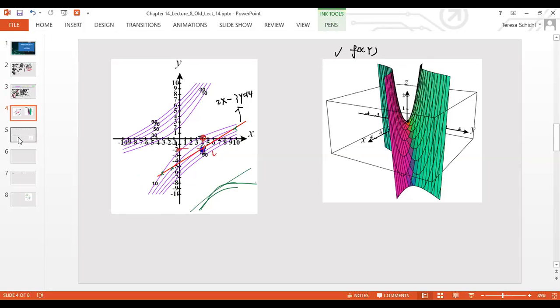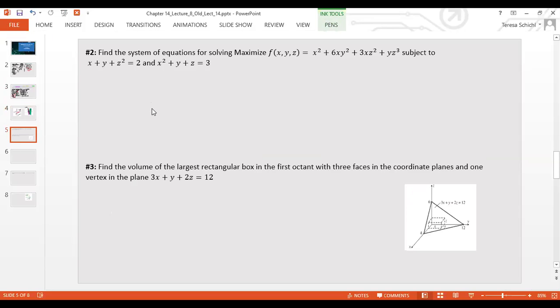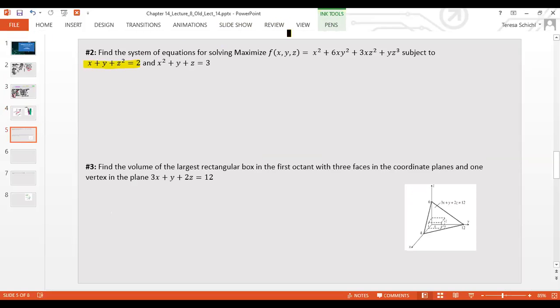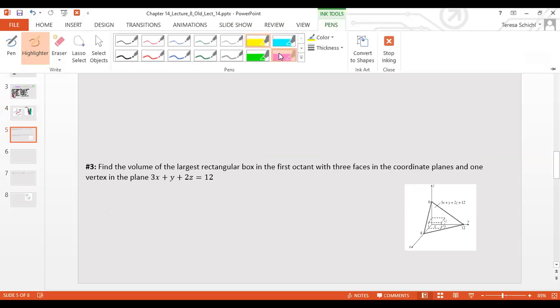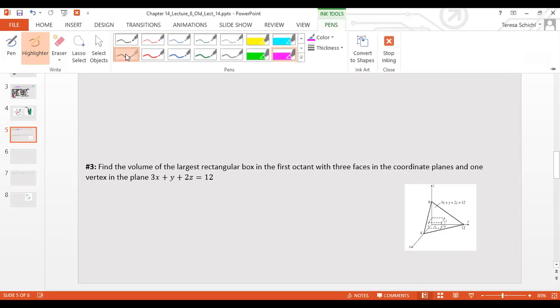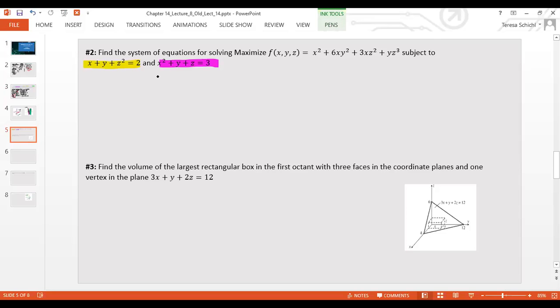Okay, now let's take a look at the next one here. Let's say, find the system of equations. I want to maximize f of x, y, z, and now I have two constraints. I have this one and I have this one. This is also one of the things where we cannot use the substitution method from calculus 1. We know how to do it, right? But we cannot do that here.